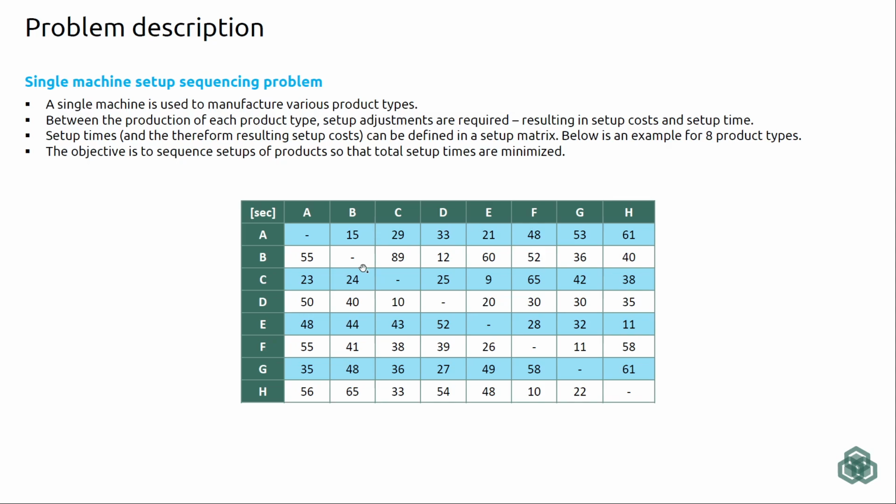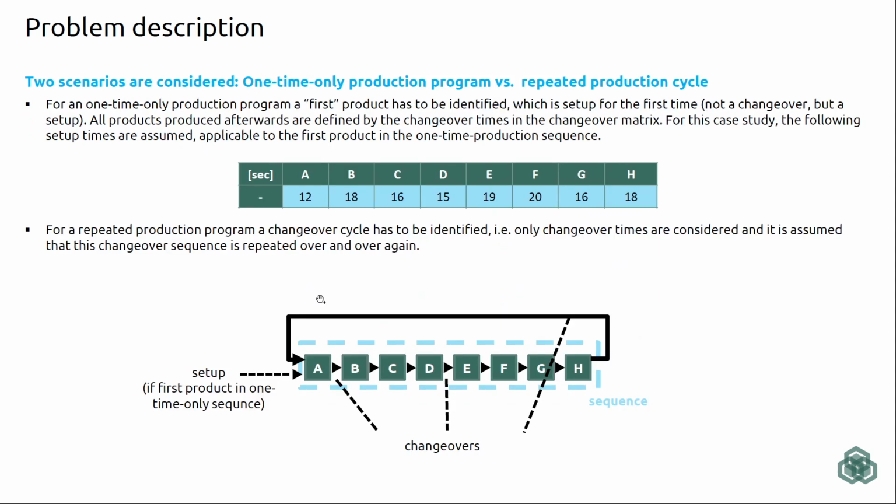And the objective is now to find the optimal sequence in which you want to produce the products in order to minimize the total amount of changeover time, since changeover time is unproductive and basically it generates costs. There are two slightly different subproblems to this problem. One would be the repeated production cycle.